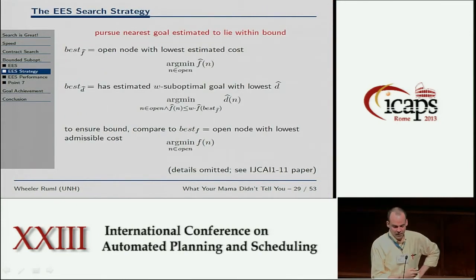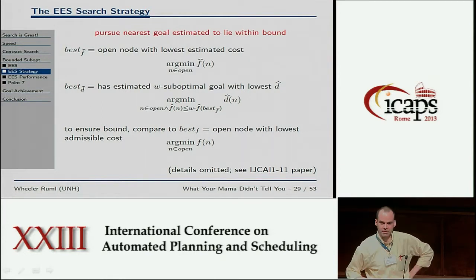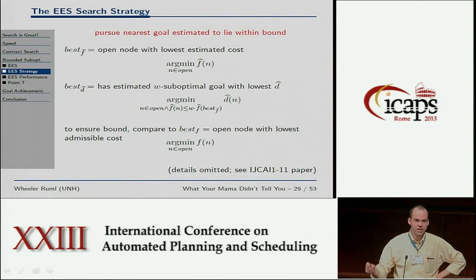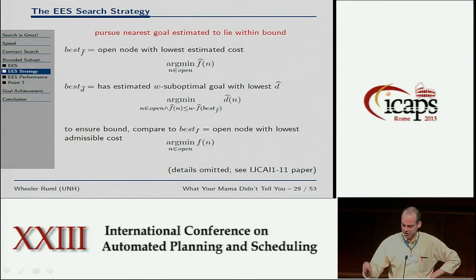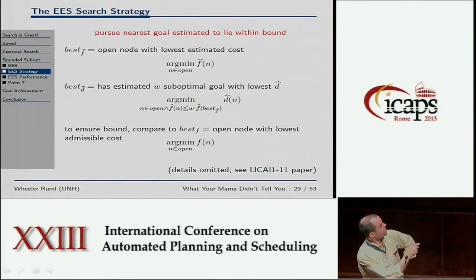So there's this node on open. If we look at the estimated cost of all the nodes on the open list, there's going to be one that has the lowest estimated cost. That's my best estimate for the optimal solution cost. This is my most informed heuristic I'm using. It's not constrained to be admissible. I'm just trying to be accurate here. And now this is the node I want to expand. I'm calling it best D hat.